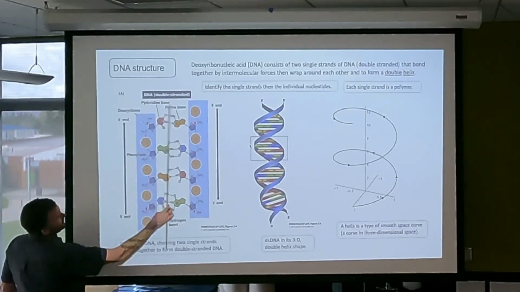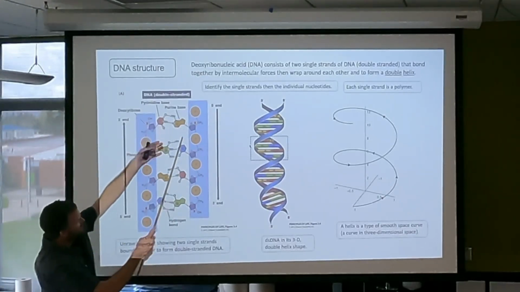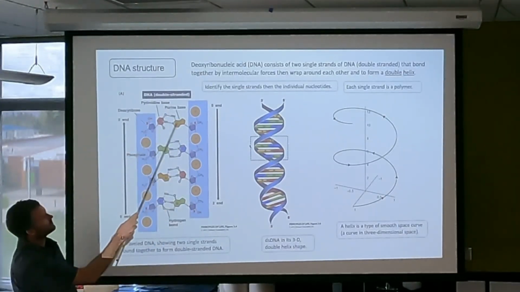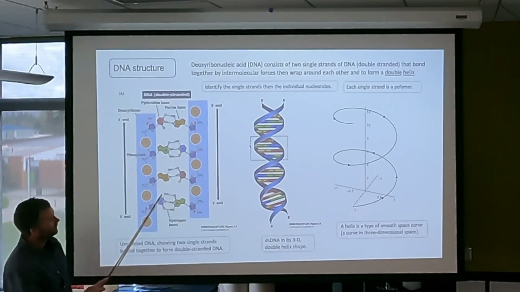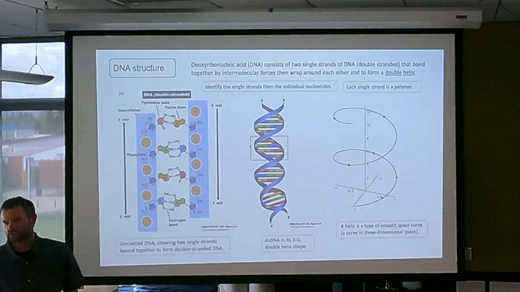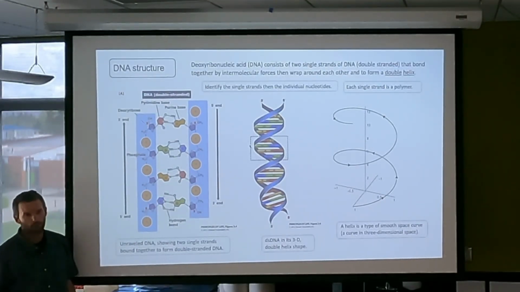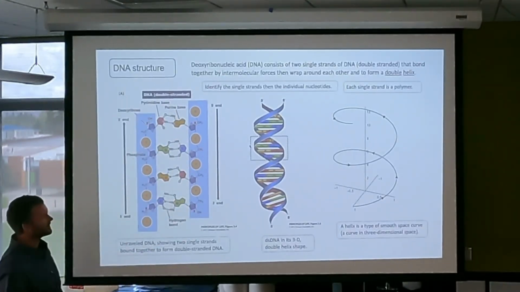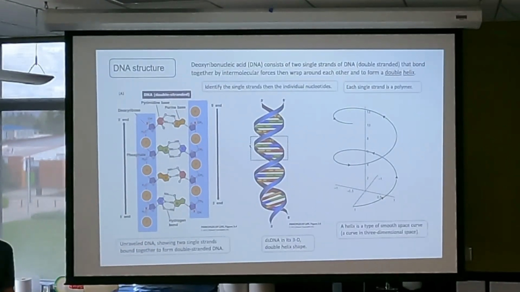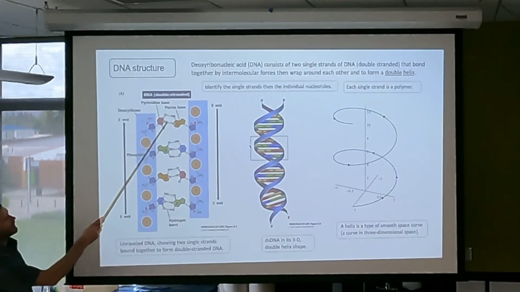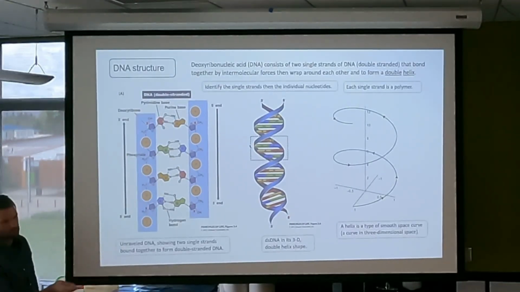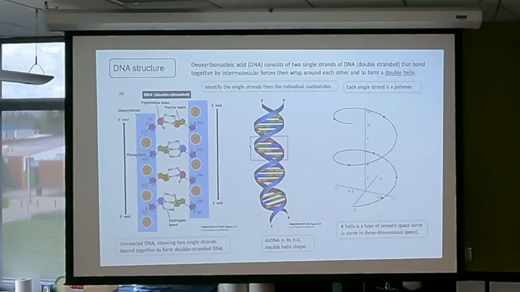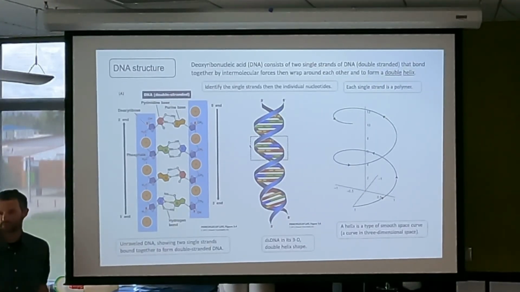Here's a single strand, there's a single strand, and this is where they're bound together. So what are these represented here? Those are the nitrogenous bases. And what are the intermolecular forces between those nitrogenous bases that form a double-stranded molecule? They're intermolecular forces, and what specific type are they? Hydrogen bonds.